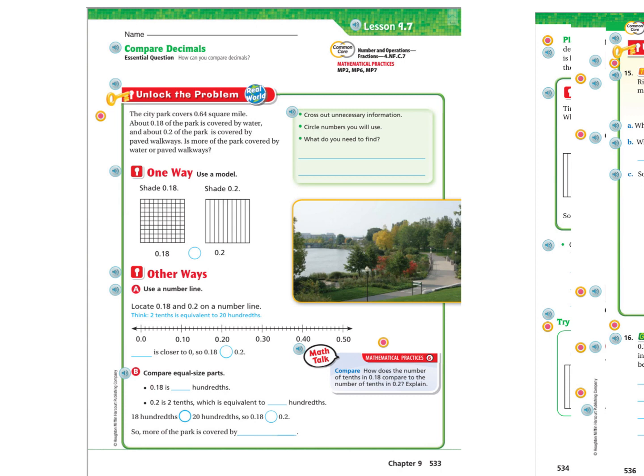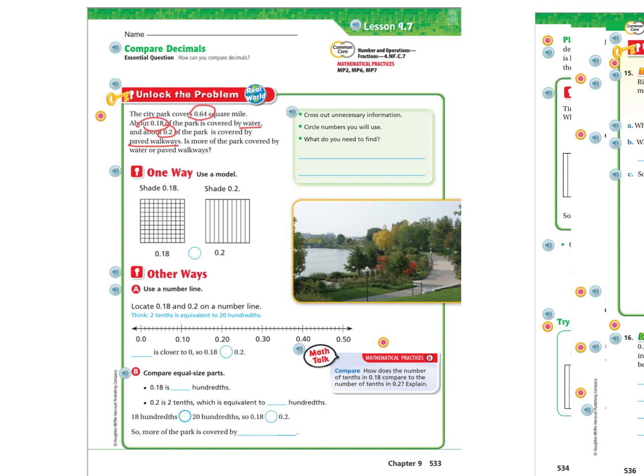Okay, so get ready to read and circle your clues. Ready and go. The city park covers 0 and 6/400 square mile. About 1/1800 of the park is covered by water. Is that an important clue? Yeah. Underline it. And about 2/10 of the park is covered by paved walkways. Underline that. Is more of the park covered by water or paved walkways?